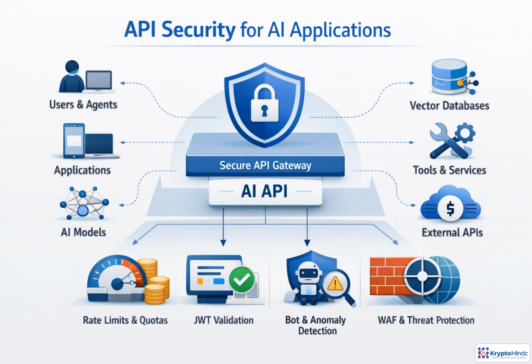AI applications rely on APIs to connect users, agents, models, tools, and data. That makes APIs both powerful and exposed. In this topic, we'll secure that control point with gateways, tokens, rate limits, bot defenses, and threat protection.